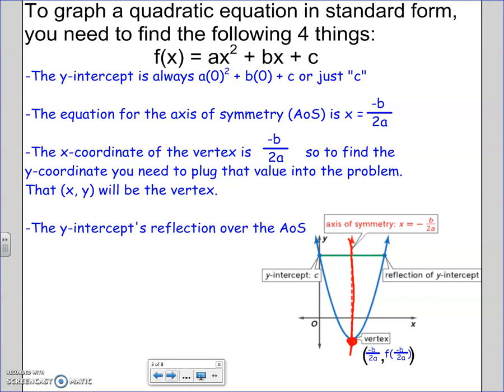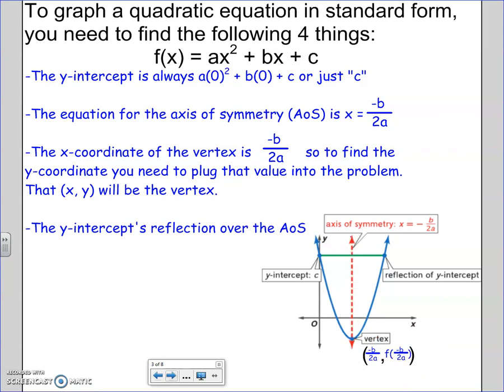And sometimes they show the vertex as this. It'll be -b/2a as x, and then when you plug in for y, that means f(-b/2a). You get your coordinate. And the last thing is the y-intercept reflection over the axis of symmetry.